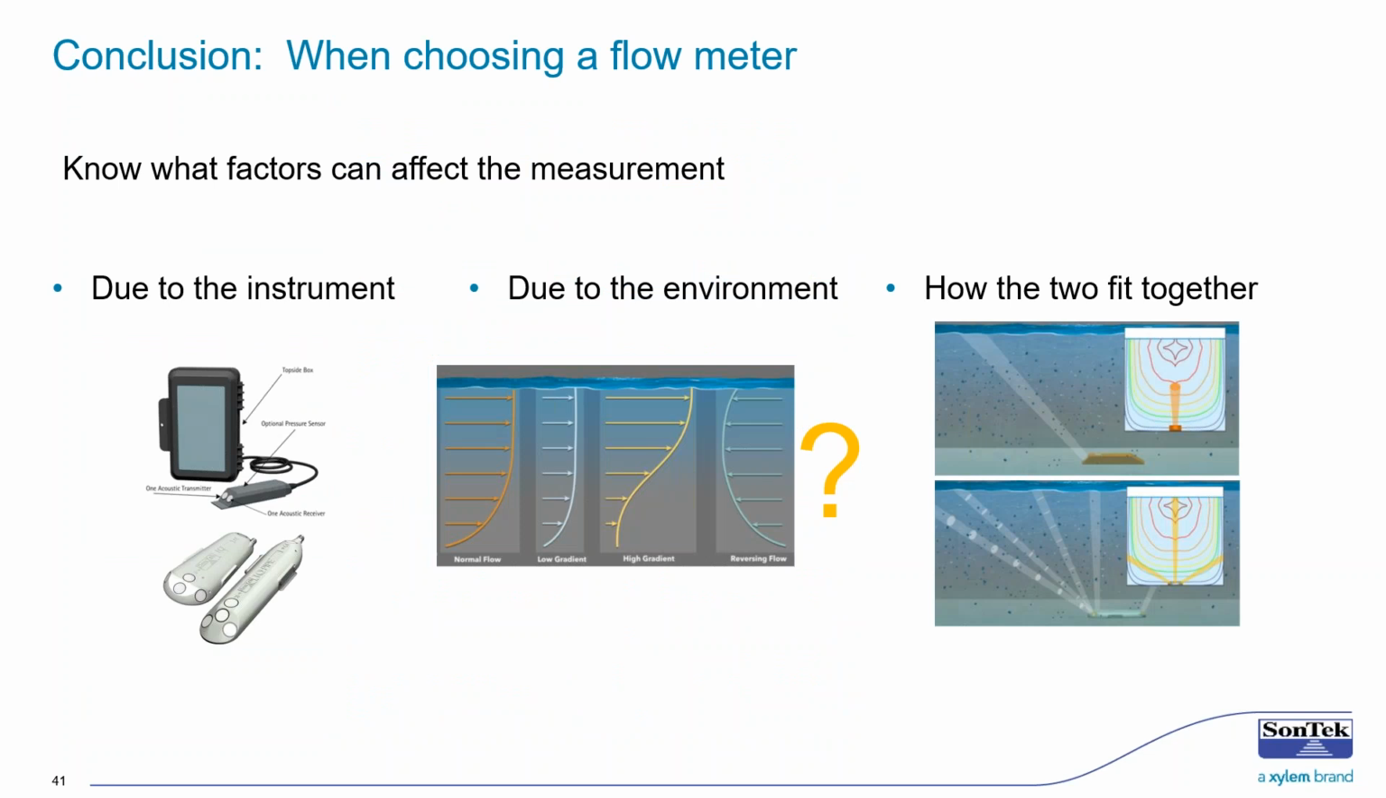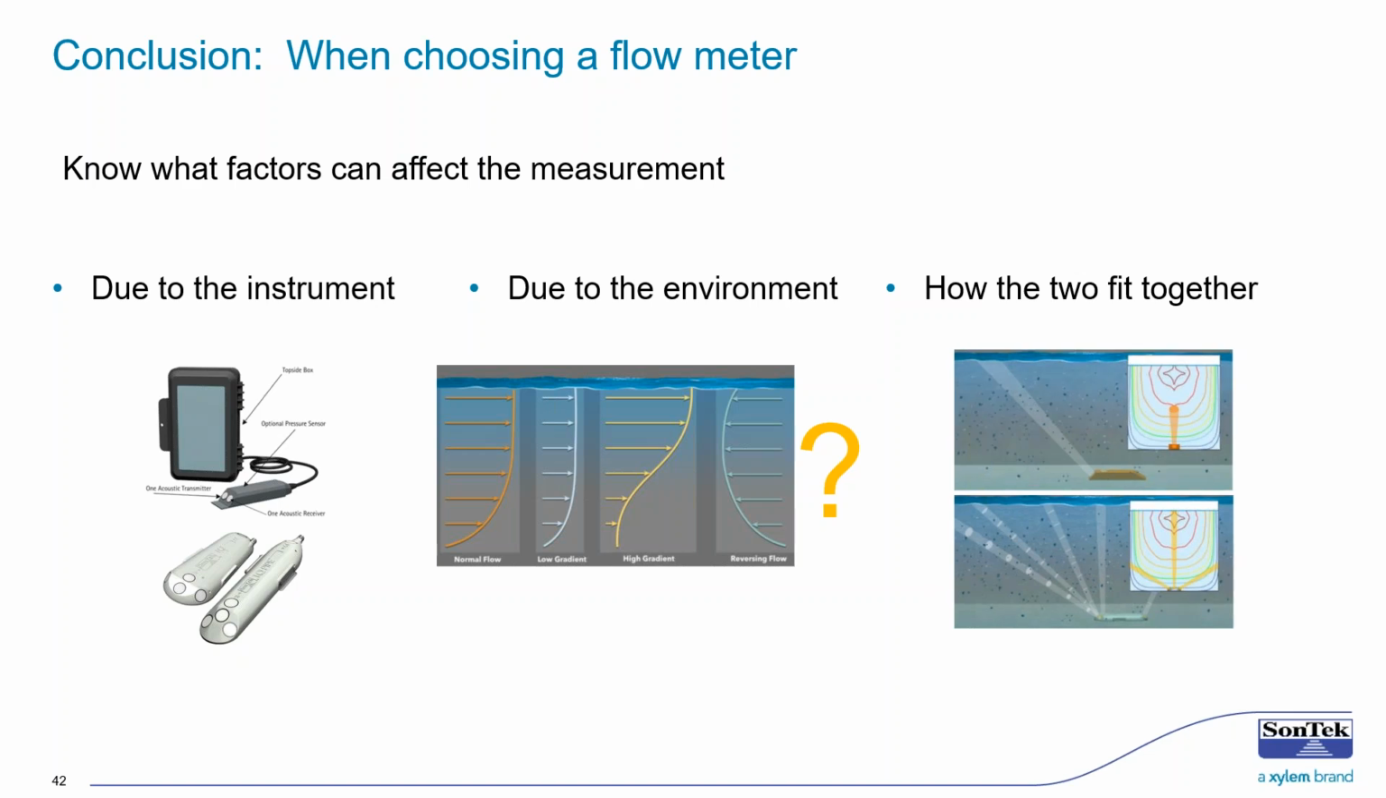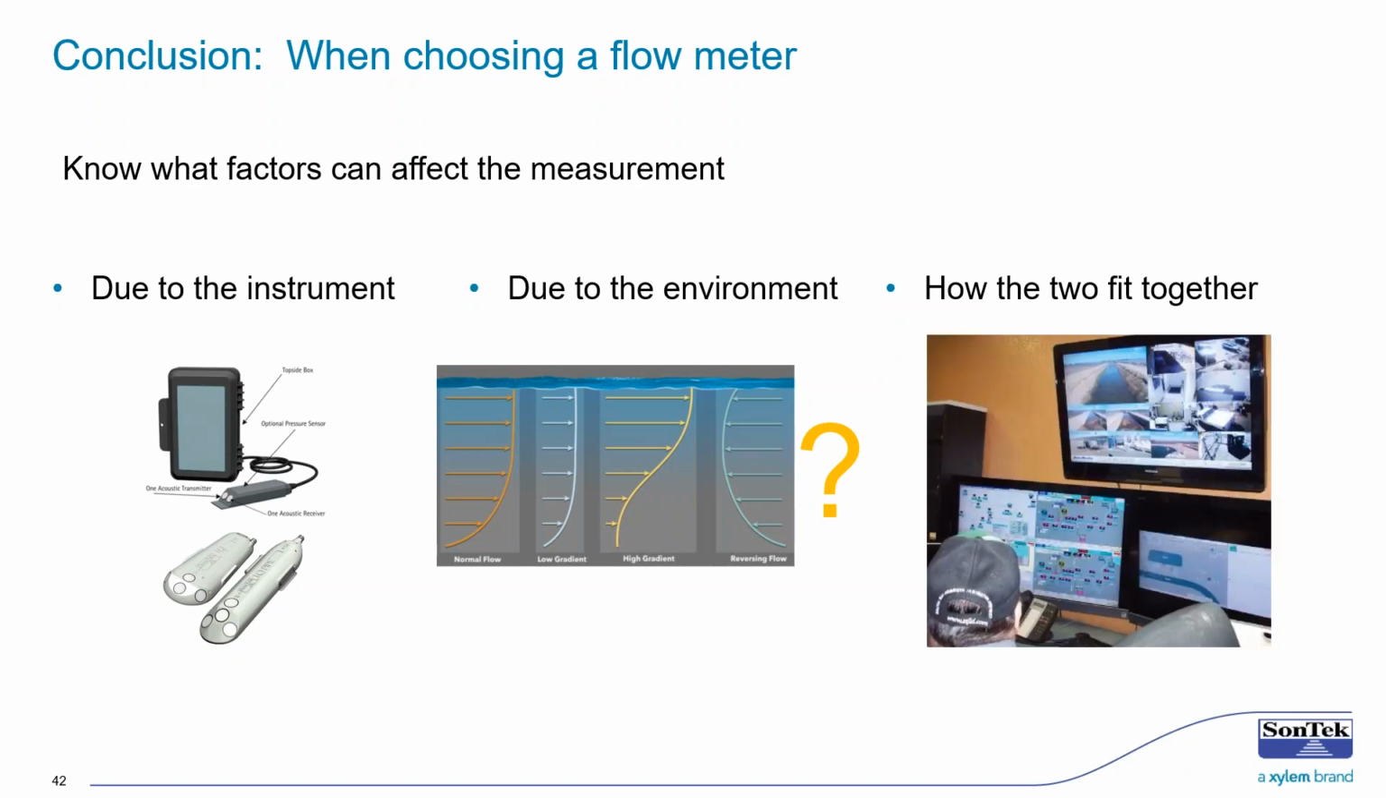And then here's my little emoji communication of the thesis here. So at the end of the day, any flow meter could possibly be the right one, but think about what factors can possibly affect the measurement. Due to the instrument, how they operate, what could happen. Due to the environment, whether your environment's changing or what the flow regime could be, and then how the two fit together. And then how the two fit together ultimately gets you to what you really want to know, which is, can I use this data to make the decisions that I need, or be confident in what I'm putting out there to the public?